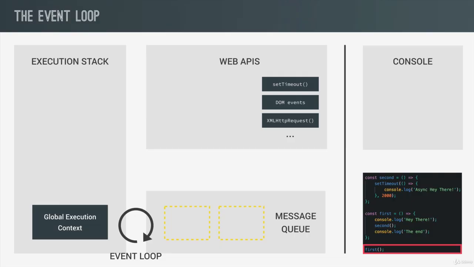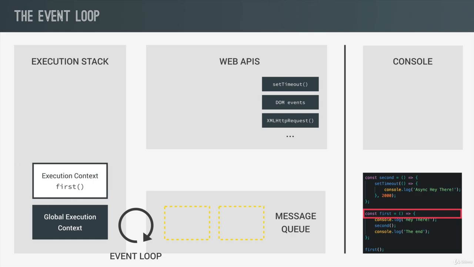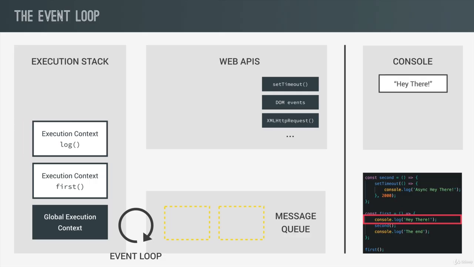So let's now take a look at how the code from the last lecture is executed inside our JavaScript engine line by line. So it starts by calling the first function, and so as we already know, an execution context for that function is put on top of the execution stack, which can also be called the call stack. In the next line of code, the console.log function is called, and so a new execution context is created and the text is logged to the console.